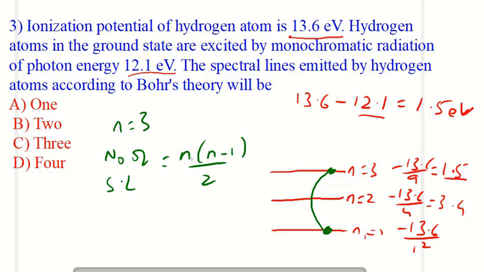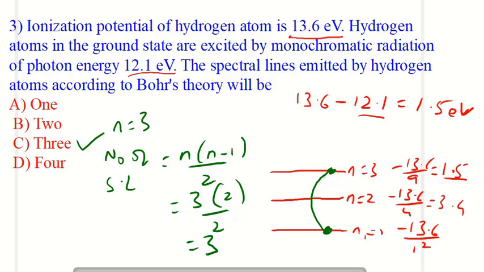If n is not given, we have to first find n. So we got n as 3. So 3 into 3 minus 1, which is 2, divided by 2. 3 into 2 is 6, and 6 divided by 2 is 3. So in this case, the answer is 3. We will get 3 lines.